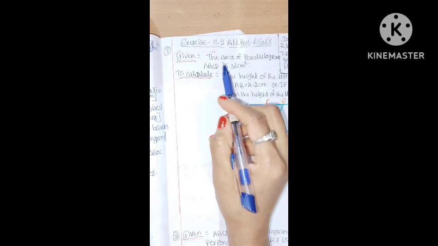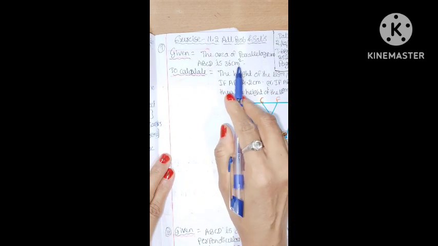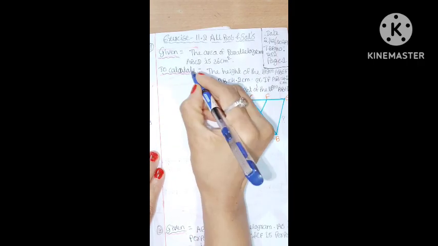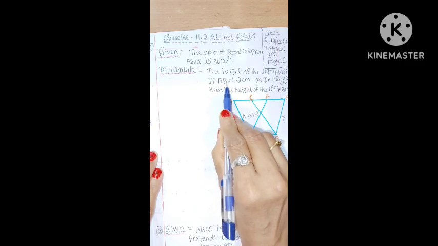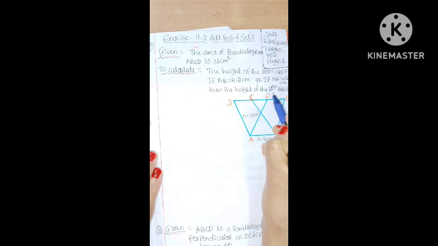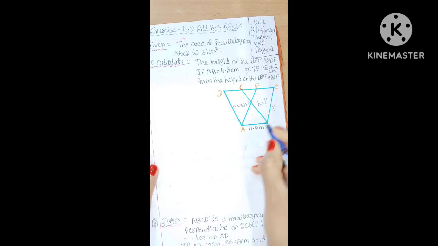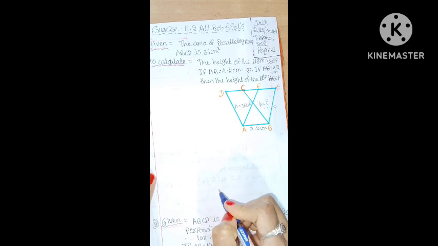First, given data, how to write it in our problem. What is given? The area of the parallelogram ABCD is 36 centimeters square. To calculate the height of the parallelogram ABEF, if AB equals 4.2 centimeters, we have to calculate it. This figure ABEF, its height we have to calculate.